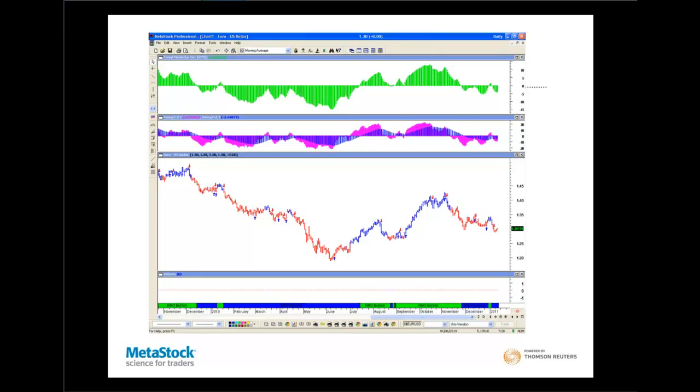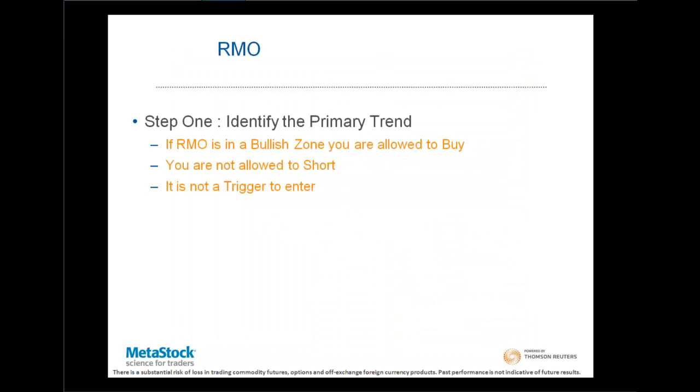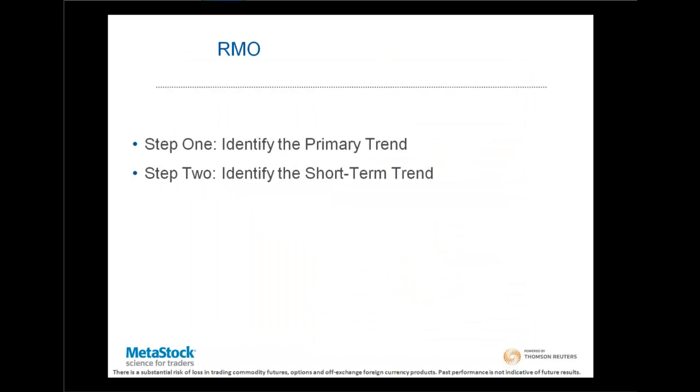Step two, okay, so we've identified that long-term or that primary trend. The second thing that we're going to do is identify the short-term trend. Okay. And we want to make sure that that matches up with what we're doing. Because if we have the long-term and the short-term trend in our favor, then our odds are going to be increased that we're going to make more profitable trades. Okay, so let me show you how to do that.